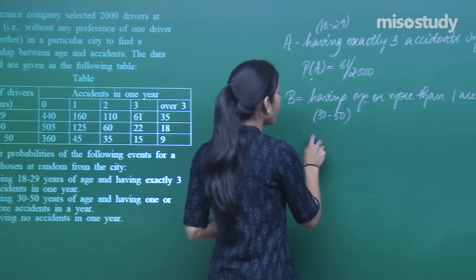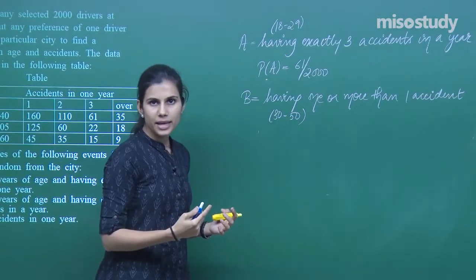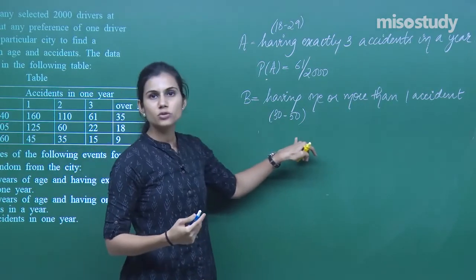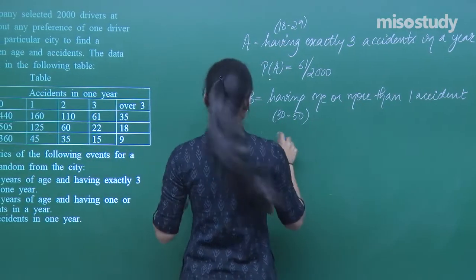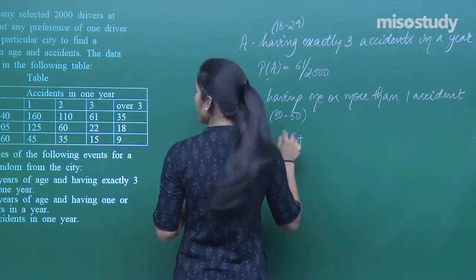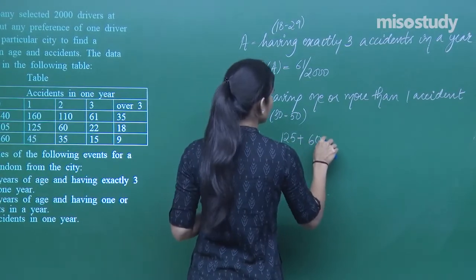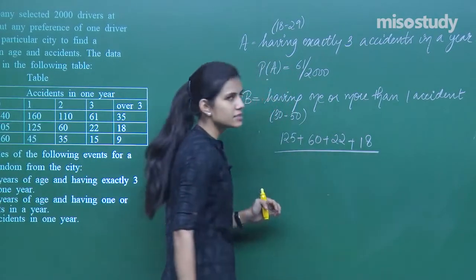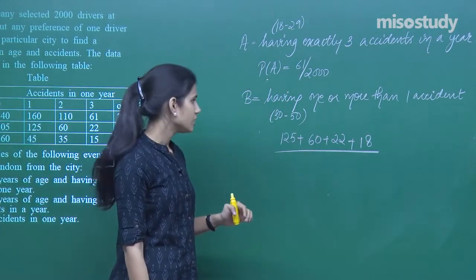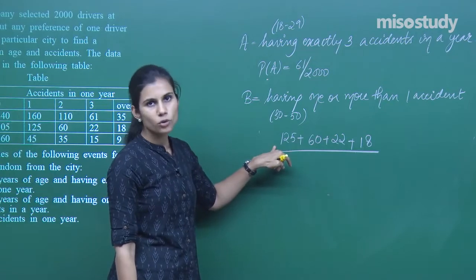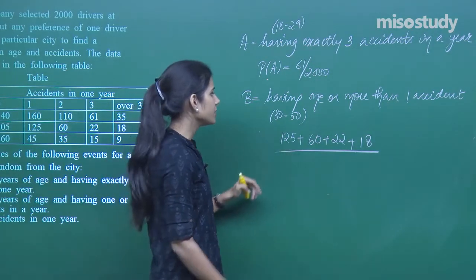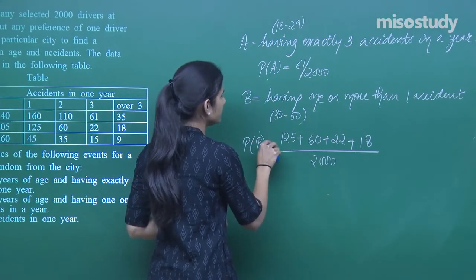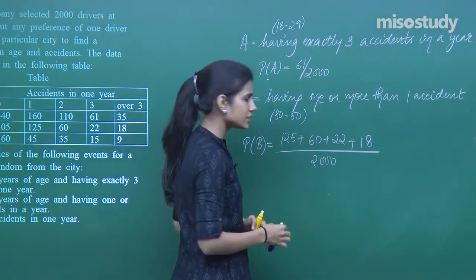So, how many drivers are there which are favoring this event of having 1 or more than 1 accident falling in the age group of 30 to 50? I have 125 plus 60 plus 22 plus 18. These are the number of drivers which are actually having 1 or more than 1 accidents in a year falling in the age group of 30 to 50 out of the total of 2000 drivers. So, probability of B is this number, you can very easily evaluate.